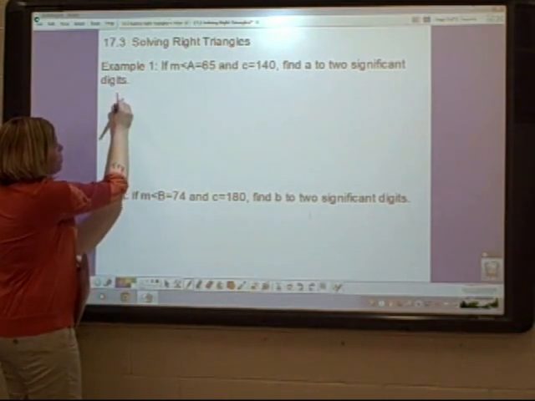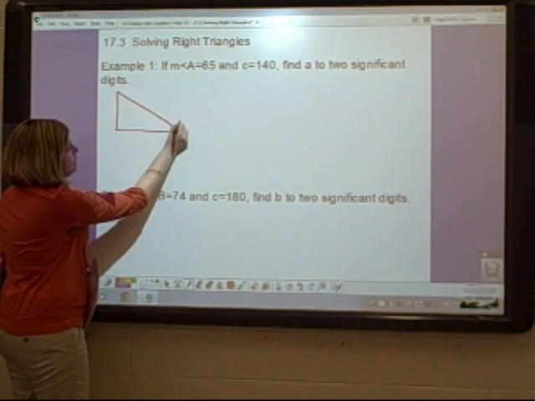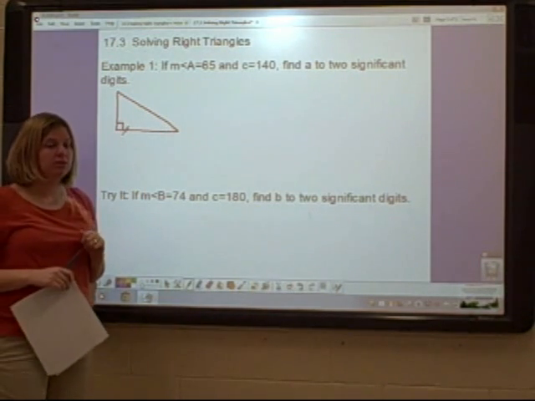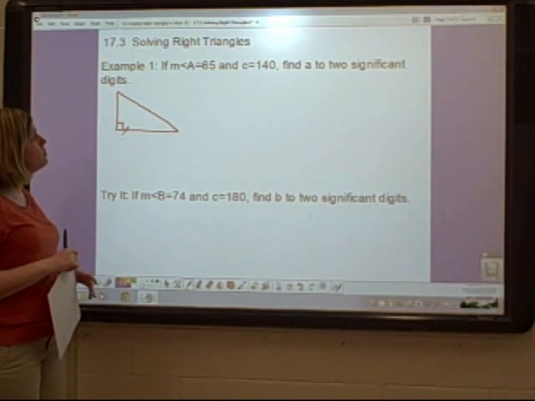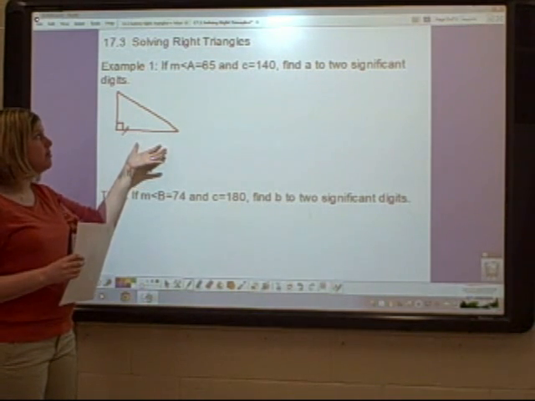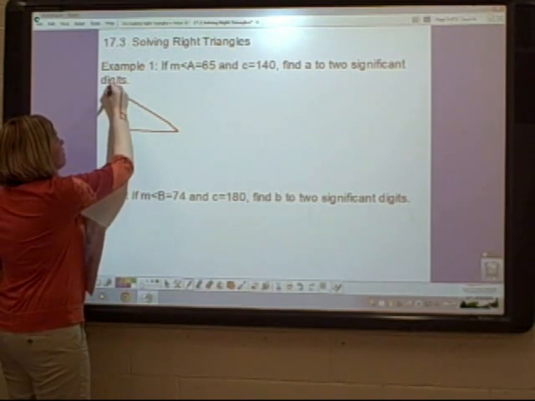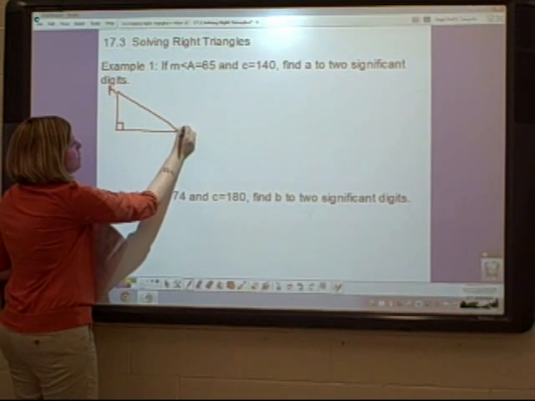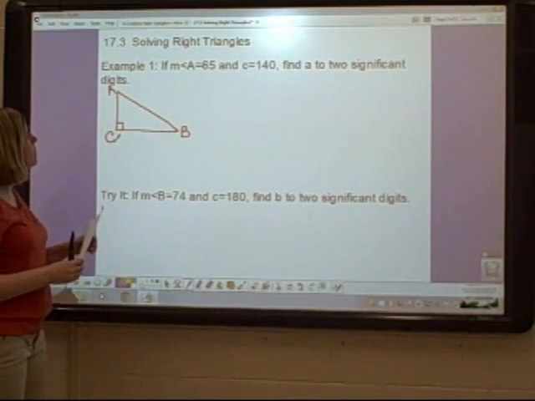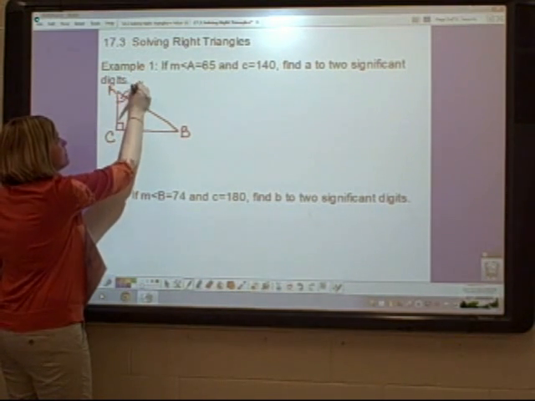And it doesn't really matter what your triangle looks like as long as it has a right angle in it. So there's my triangle, and I've got my right angle. And what I'm going to do is label my triangle as ABC. Angle A is 65 degrees, so I'm going to make angle A here. I'm going to make angle B and angle C. So we know that angle A, this angle right here, is 65 degrees.